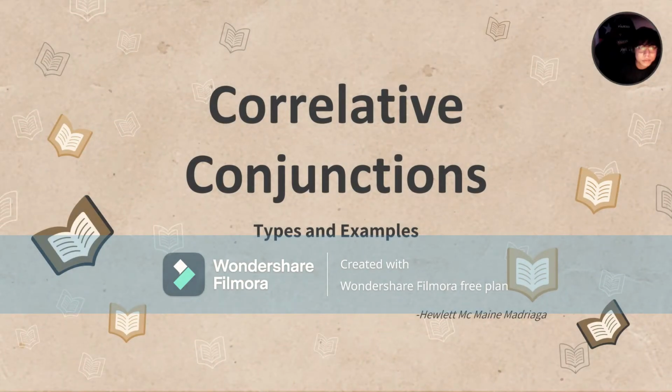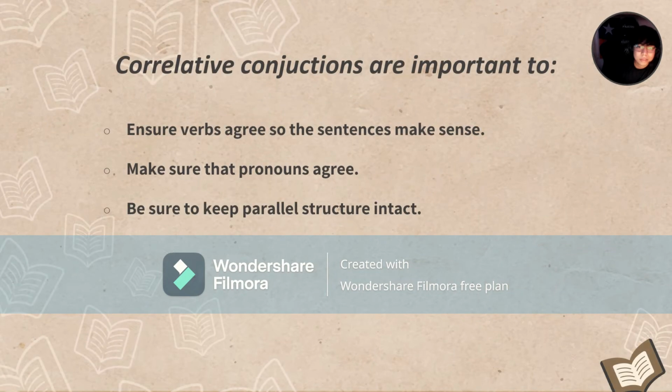Okay, so for correlative conjunctions, I'll be explaining regarding the types and examples for this part of our topic. So let's proceed. For this part, first of all, we would like to emphasize the importance of the use of correlative conjunctions. There are three factors regarding the importance of it.